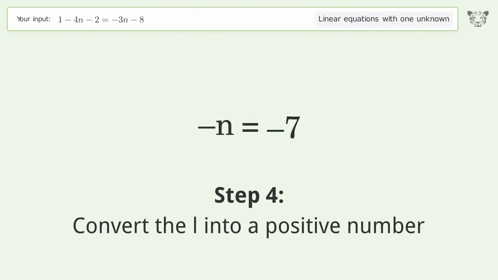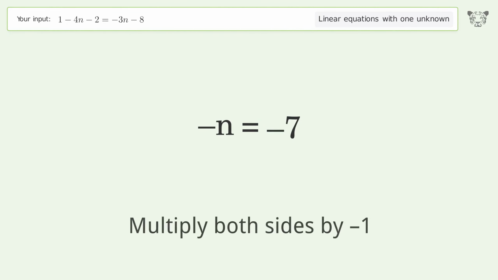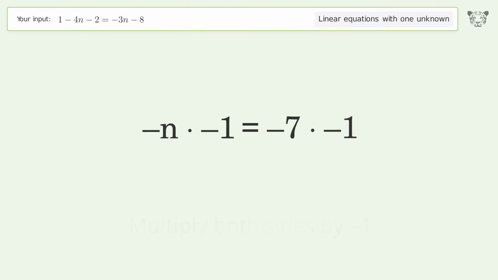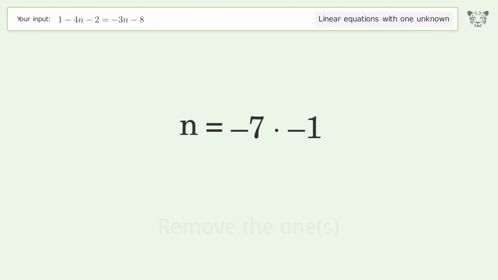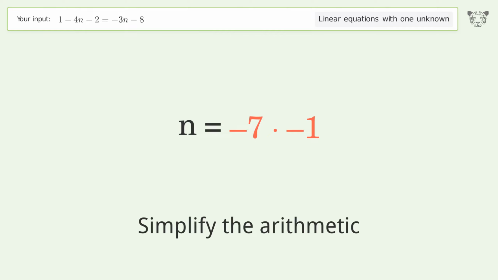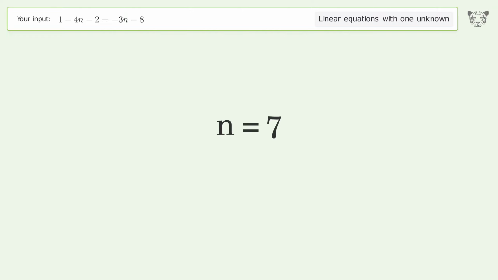Convert the L into a positive number. Multiply both sides by -1. Remove the ones. Simplify the arithmetic. And so the final result is n equals 7.